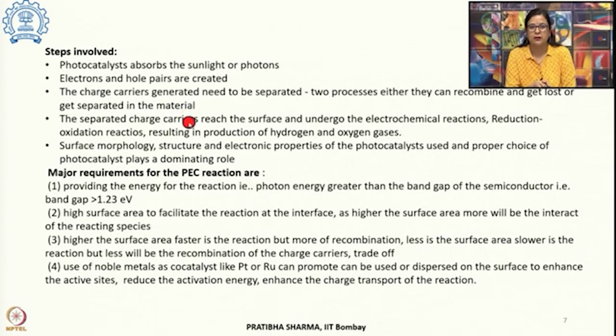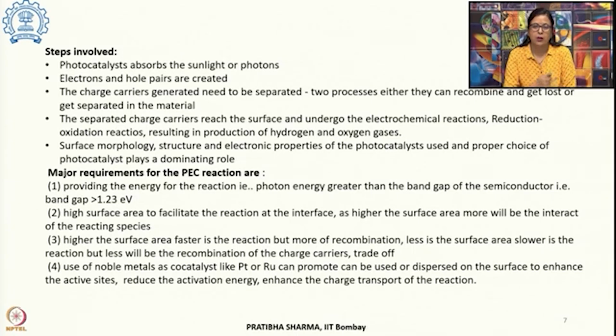Once they are separated, they reach the surface, and at the interface they undergo the different electrochemical reactions, which is basically a reduction oxidation reaction that takes place at the interface, producing hydrogen and oxygen gases. So hydrogen on the cathode side, oxygen on the anode side. Here the important things are the surface morphology, the structure, and the electron transport properties of the photocatalyst which are used. So a proper choice of photocatalyst plays an important role in photoelectrochemical water splitting.